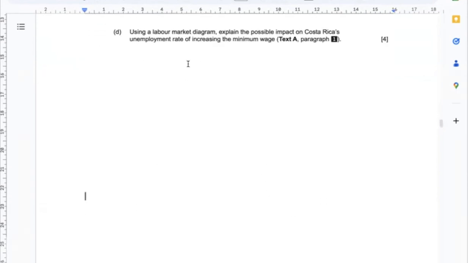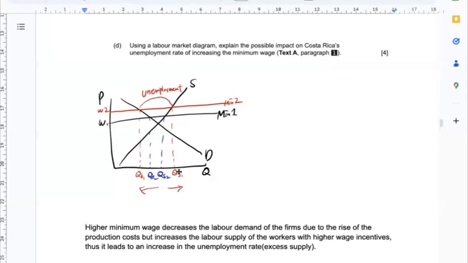Question D. Using a labor market diagram, explain the possible impact on Costa Rica's unemployment rate of increasing the minimum wage. Higher minimum wage decreases the labor demand of the firms due to the rise of the production cost for them. However, it increases the labor supply of the workers since it gives higher wage incentives. Therefore, it's going to lead to an increase in the unemployment rate, which is excess supply.